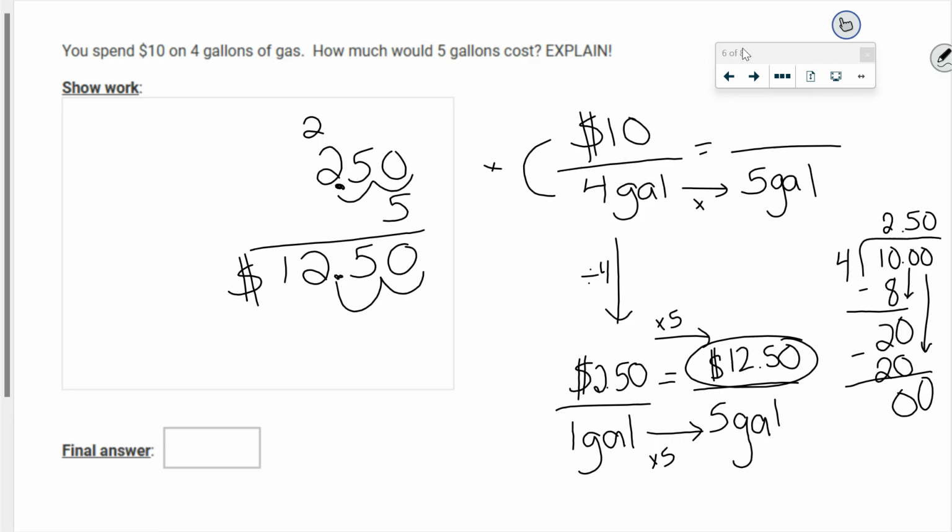Again, there was no direct pattern, so we found the unit price first by dividing by 4. $10 divided by 4 is $2.50 per gallon. Then multiply that cost by 5 to get our end goal of 5 gallons. All right, let's keep going.